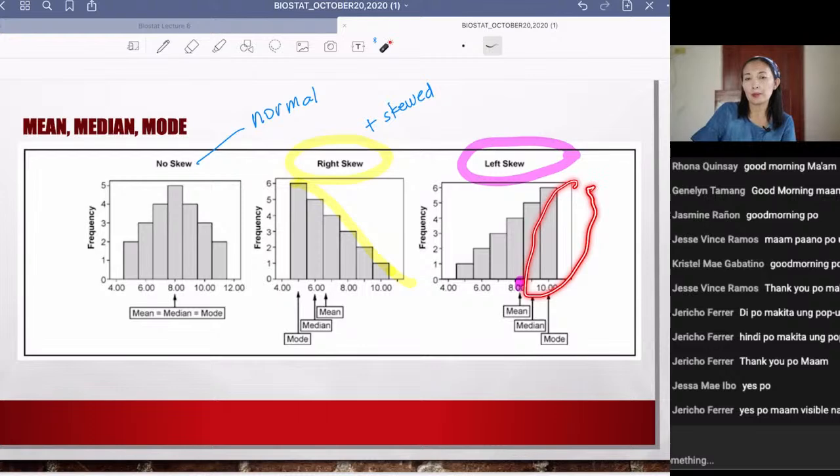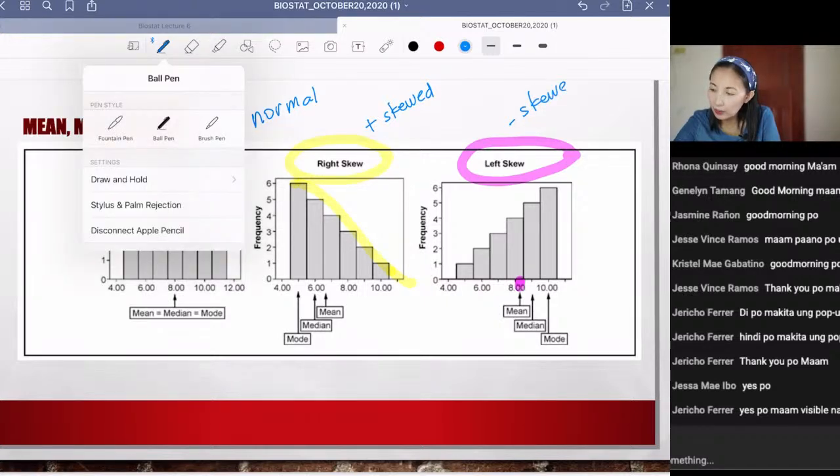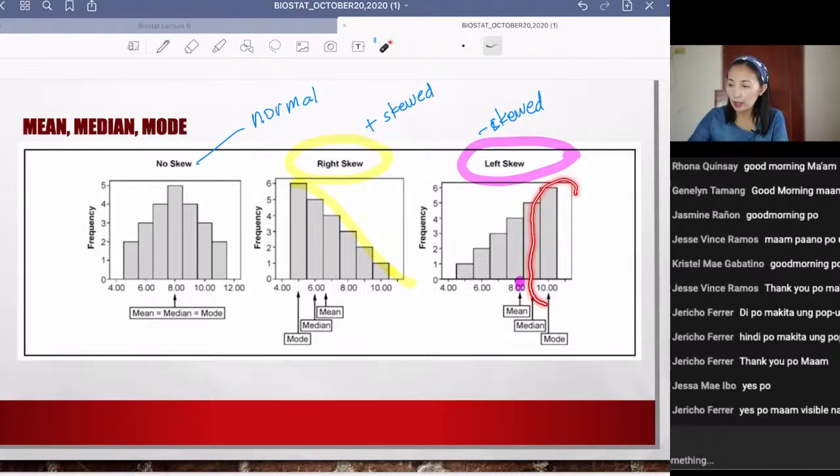Okay, for example, let me cite an example in which the result is negatively skewed. The teacher administered a quiz and it was quite easy, so easy that most of the students got high marks. So most of the students are here. Ayan, mode. Bulk of the scores are above the average.